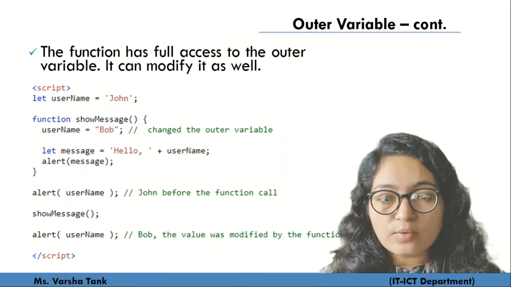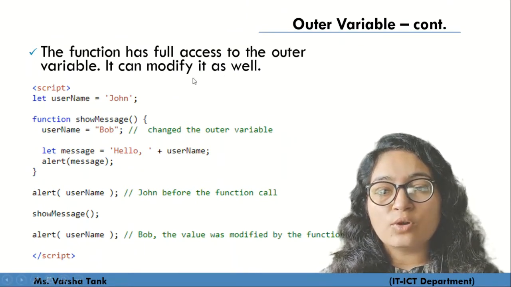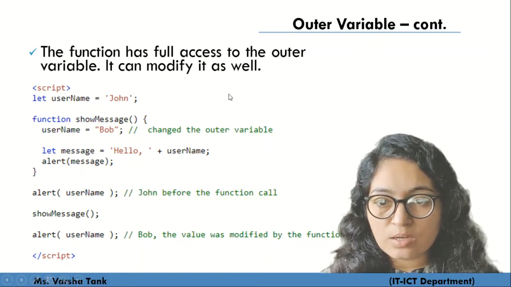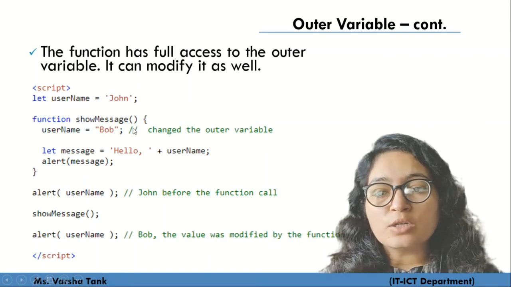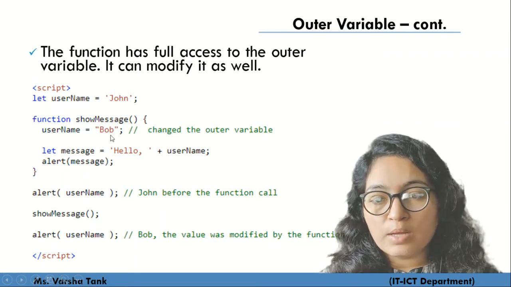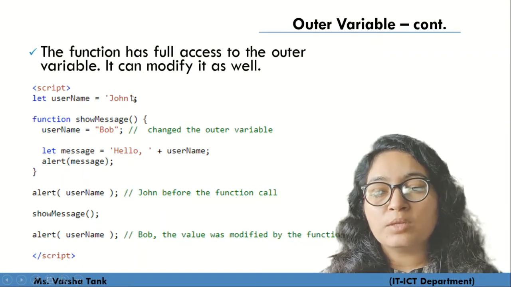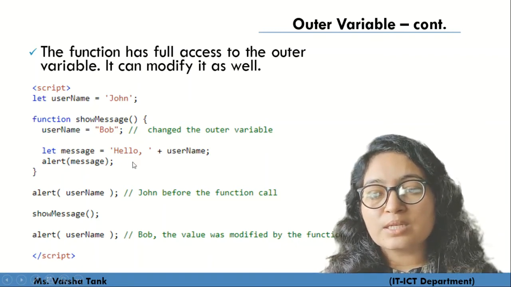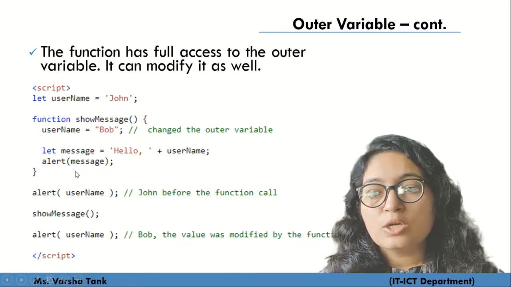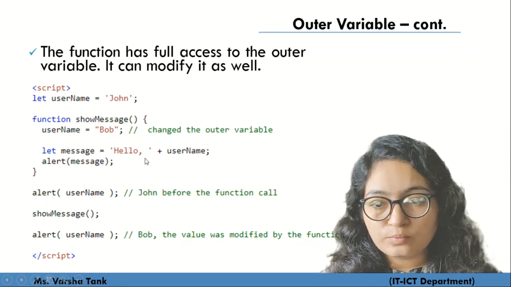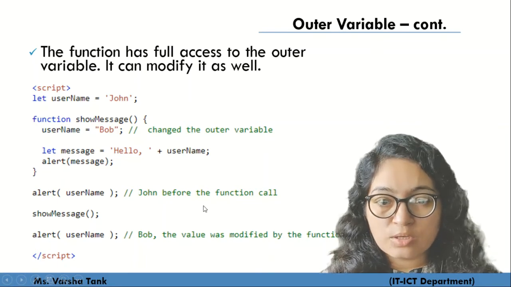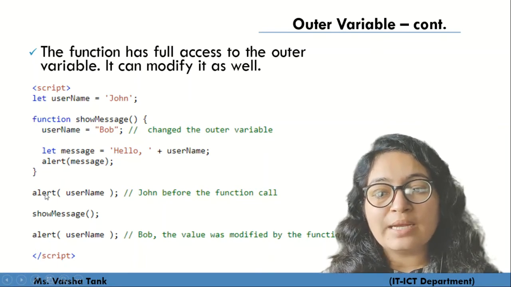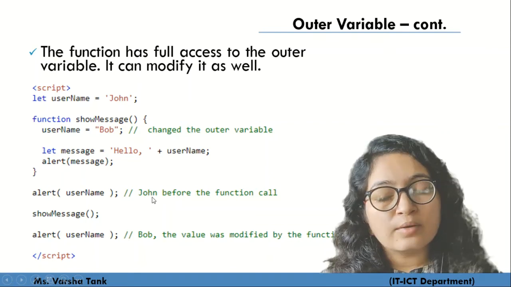Now next, outer variable: the function has full access to the outer variable, it can modify it as well. So here you define username is equal to John, and in function show message username is equal to Bob. That means we have changed the value of John. So whenever you display this message hello plus username, it will display the alert message hello Bob. Now alert username John before calling the function. We have not called the function, so that's why it just displays John.